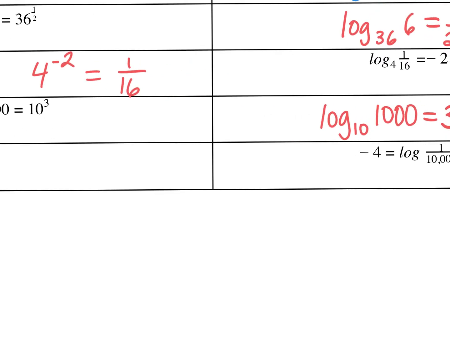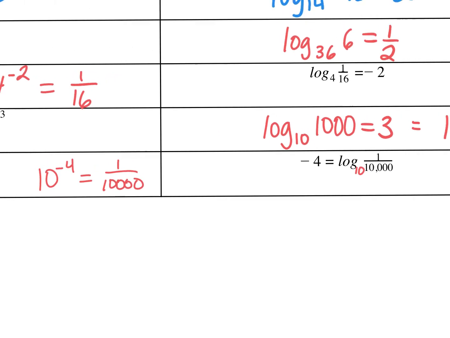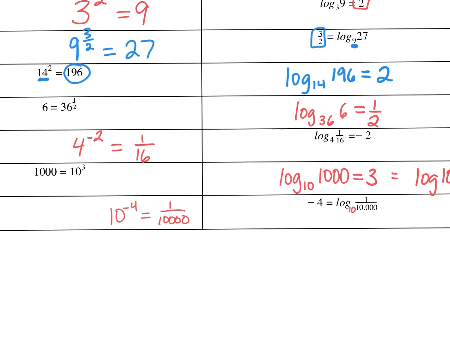Okay. And then last but not least. 10 to -4 equals what? Perfect. 10 to the -4. And where'd you get that 10 from? Yeah, it's always the base if there's not one there. You got it. Perfection. Any questions on those?